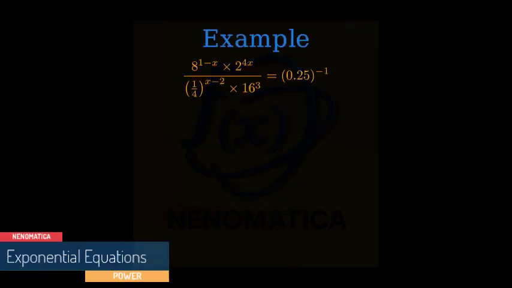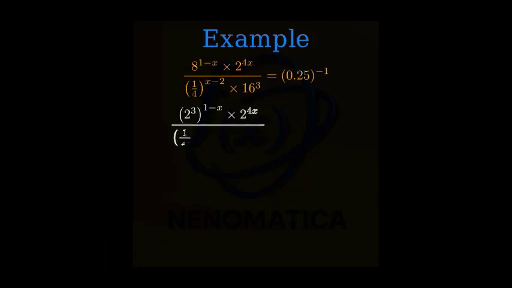Let's start solving this step by step. First, I'll rewrite the equation using powers of 2 to make it easier to work with. 8 can be rewritten as 2 to the power of 3. So 8 to the power of 1 minus x becomes (2^3)^(1-x). Similarly, 16 is 2 to the power of 4. So 16 cubed becomes (2^4) cubed. We also need to rewrite 1/4 as 1 over 2 squared. And finally, 0.25 can be written as 25 over 100.